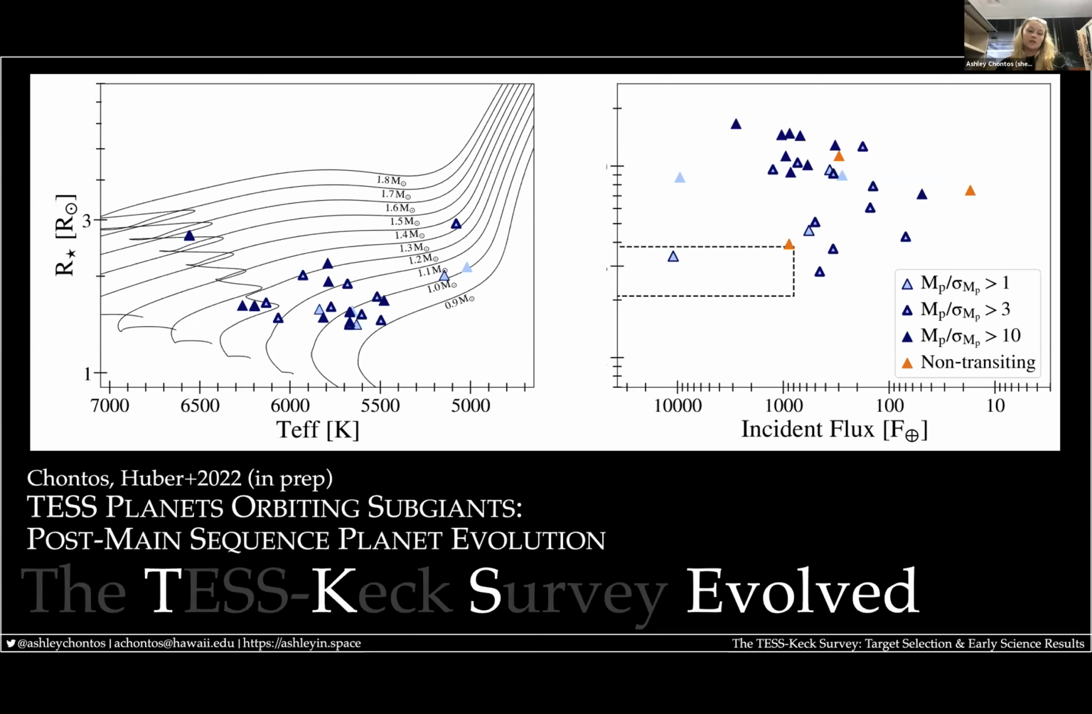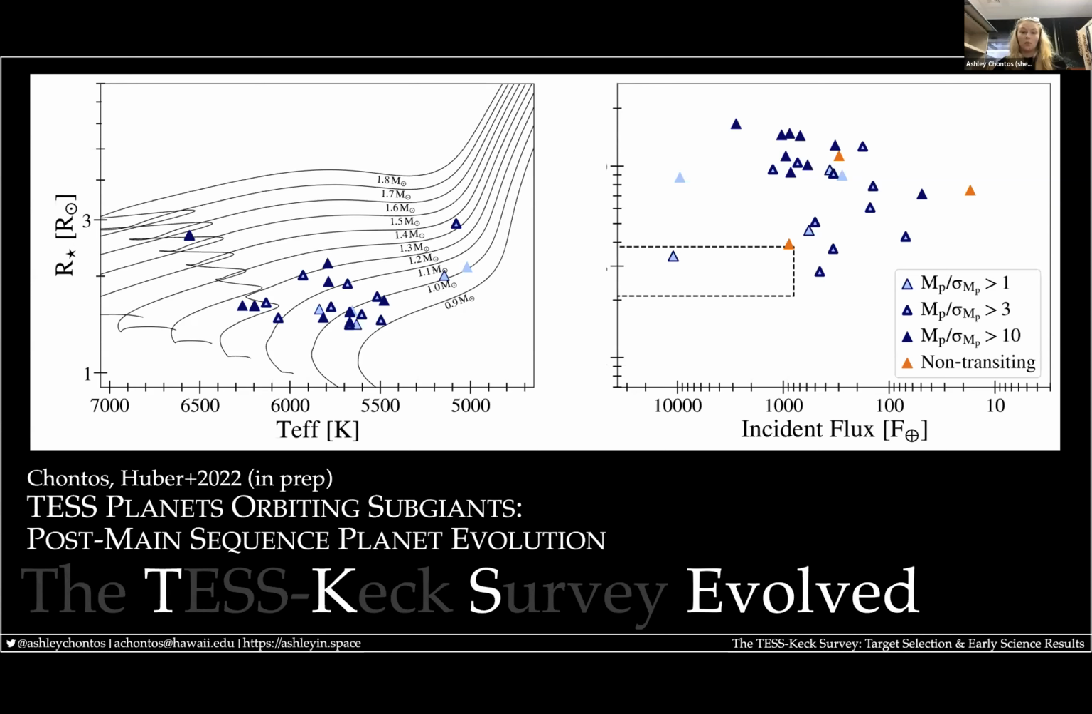Here I'm showing the roughly 20 or so targets that I've been following up with Keck in an HR diagram on the left, and then a planet-size incident flux space on the right. Markers are colored by their mass significance, so essentially, the darker the marker, the more significant the detection. And as you can see with these orange-colored markers, we also have additional non-transiting planets that have been found through this survey. We're currently working out the ensemble properties of the population, but I'd like to just highlight one.